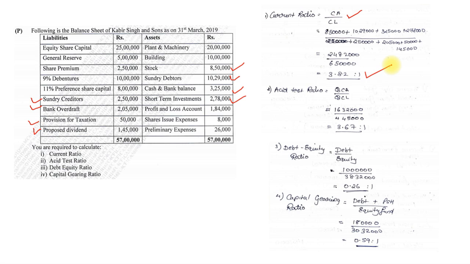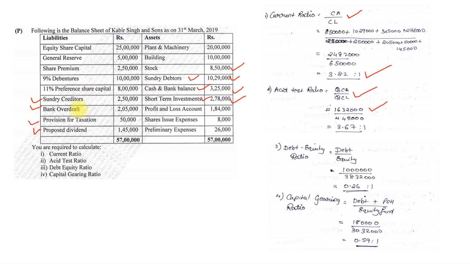Okay, the next ratio that they had asked was the acid test ratio. Now, acid test is nothing but quick current assets upon quick current liabilities. Under quick current assets, we have excluding stock, so we have debtors, cash balance, and short term investment. When you add up, we get the value of 16 lakh 32,000.